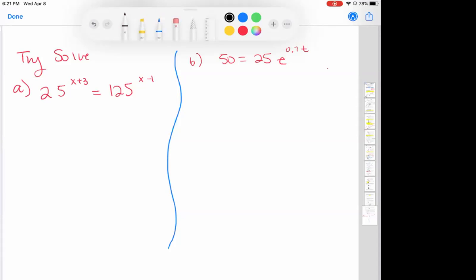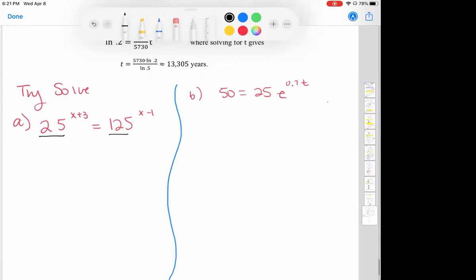Okay, so our first one, we see we have bases of 25 and 125. Now I want to have the same number for a base. I know I get 25 from 5 squared. So can I get 125 by a base of 5? What number worked out for you?